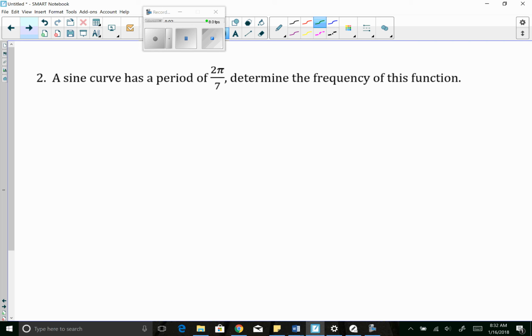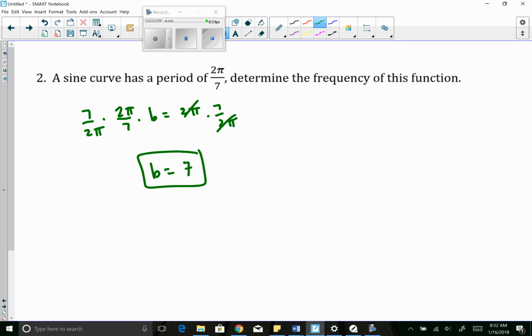The next question says a sine curve has a period of 2 pi over 7, determine the frequency. So if I know the period, 2 pi over 7, I can find the frequency just by multiplying both sides by 7 over 2 pi in my equation. So the frequency winds up just being 7. Again, those 2 pi's would cancel. The nice thing about leaving everything in fractions is it just makes the reducing part easier.